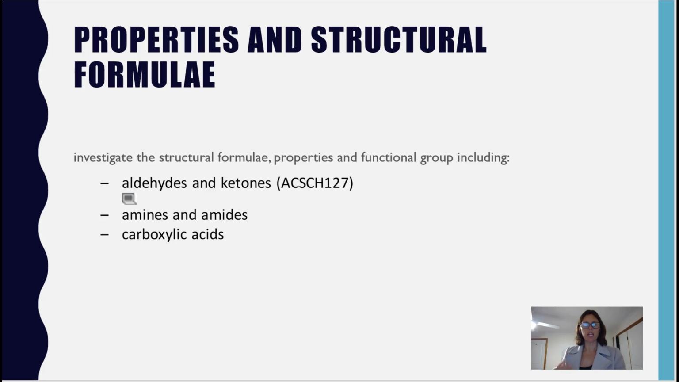So far we've been looking at the naming of them, their structural formula and so forth, but we haven't really looked at what properties they have and how they compare to the alkanes, alkenes and alkynes, as well as our alcohol groups. So that's where we're going to go with today's little lesson.